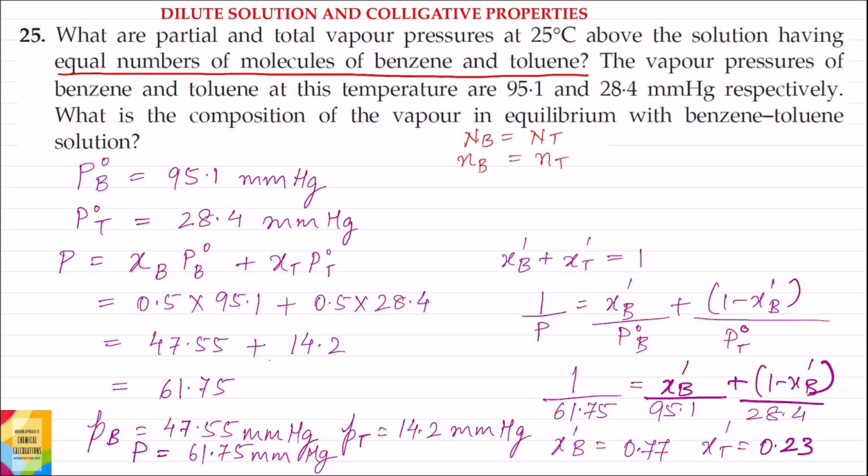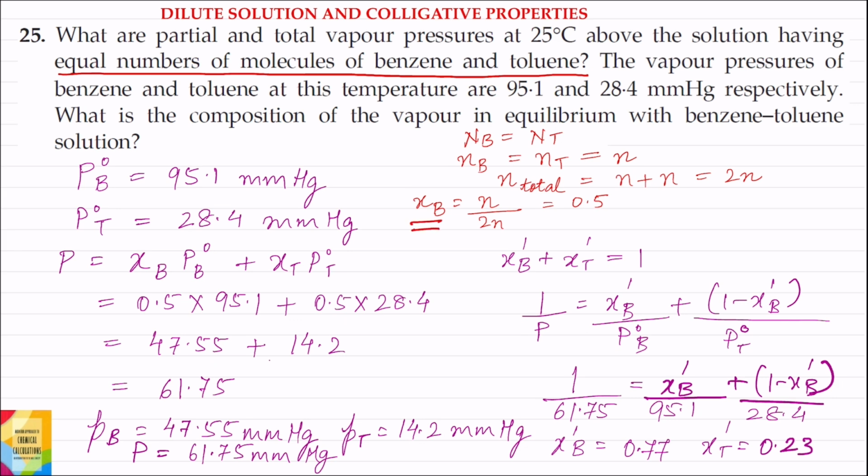Now we can write number of moles of benzene is equal to number of moles of toluene, and let this be equal to n. So number of moles of benzene is n, number of moles of toluene is n. So total number of moles, n total. How much will the total number of moles be? Number of moles of benzene, that is n, plus number of moles of toluene, that is n, and this is equal to 2n. Now mole fraction of benzene will be equal to moles of benzene, that is n, divided by total number of moles, that is 2n, and this is equal to 0.5.